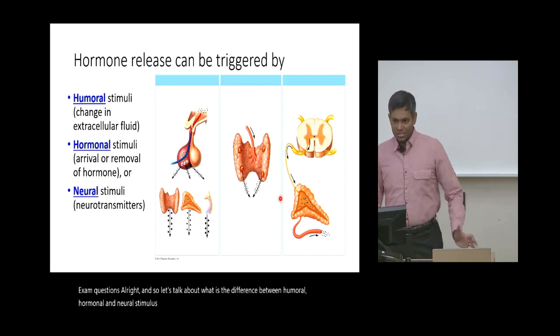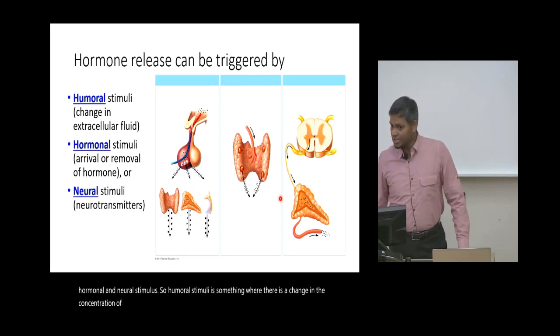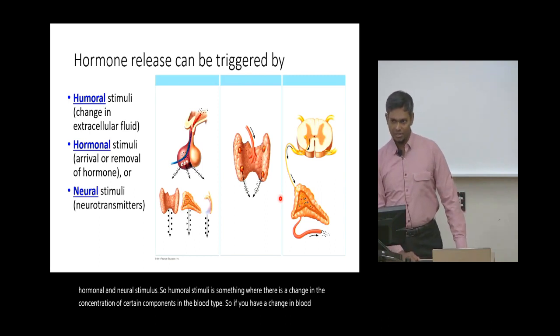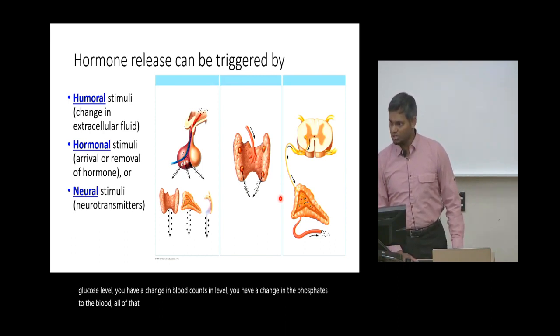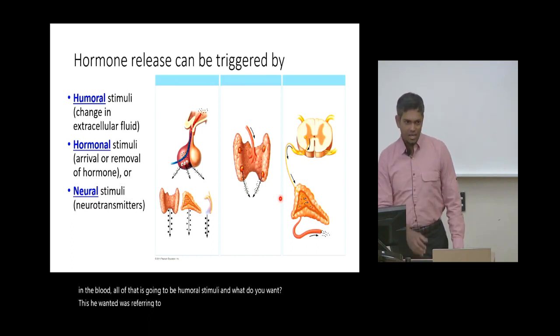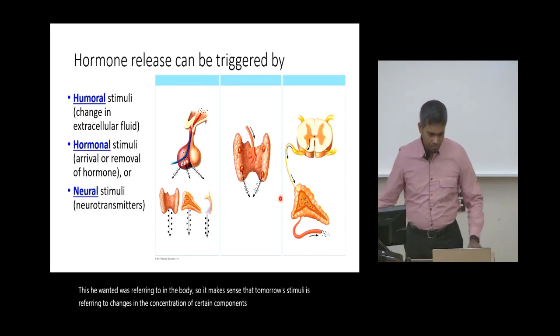So a humoral stimulus is where there is a change in the concentration of certain components in the blood, right? So if you have a change in blood glucose level, blood calcium level, or the phosphates in the blood, all of that is going to be a humoral stimulus. The word humoral refers to the fluids in the body, so it makes sense that a humoral stimulus refers to changes in the concentration of certain components in the blood.